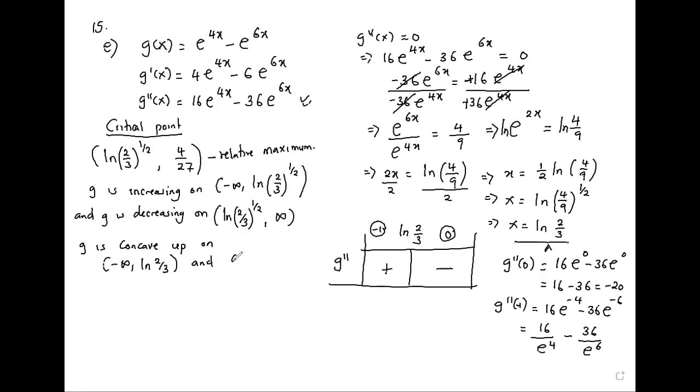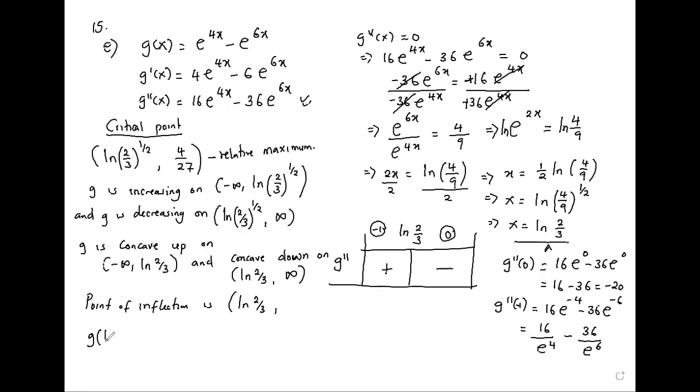And concave down on ln 2/3 up to positive infinity. What does this mean? It means that the point of inflection is the point ln 2/3, comma. We now go and look for the y value corresponding to this by taking ln 2/3 in the original function.